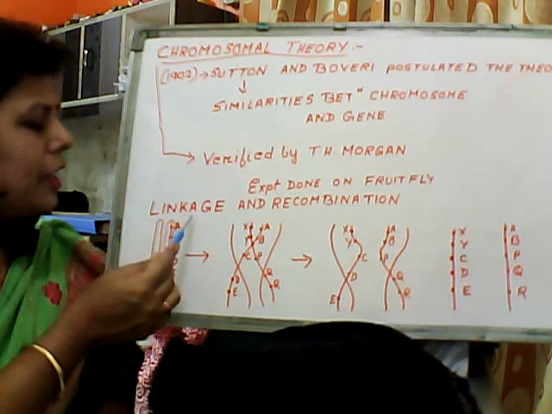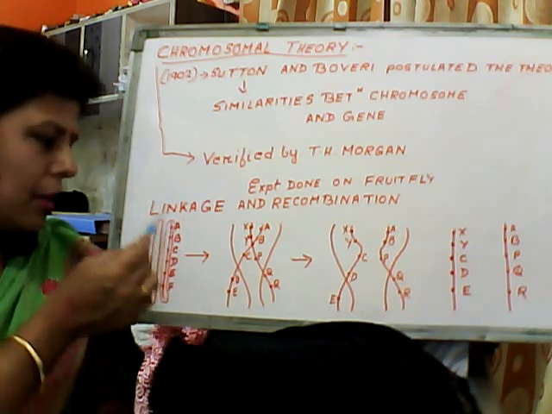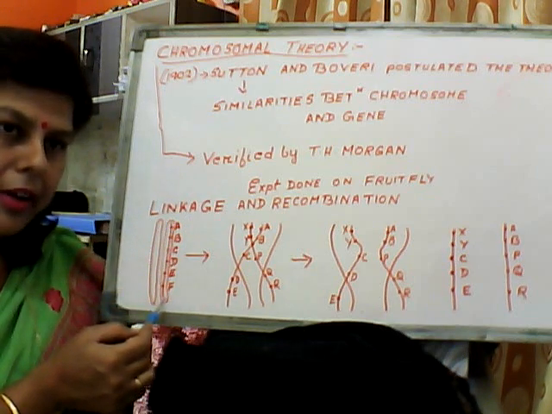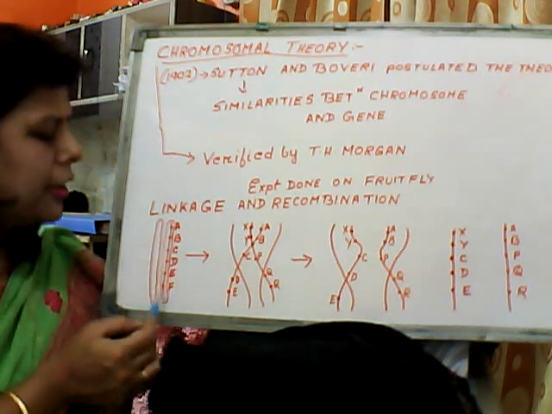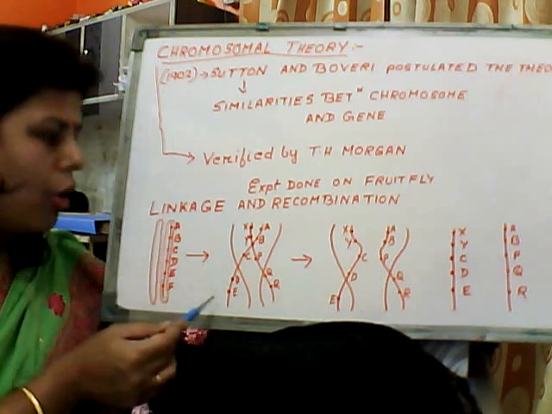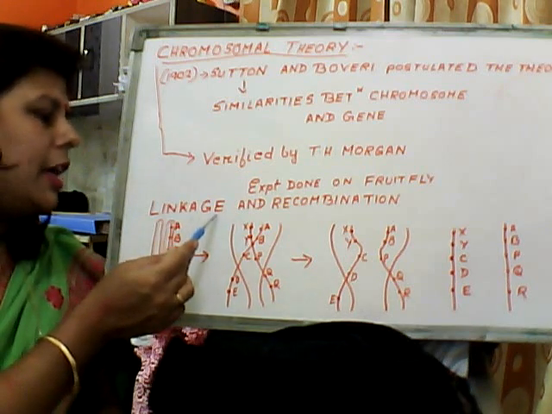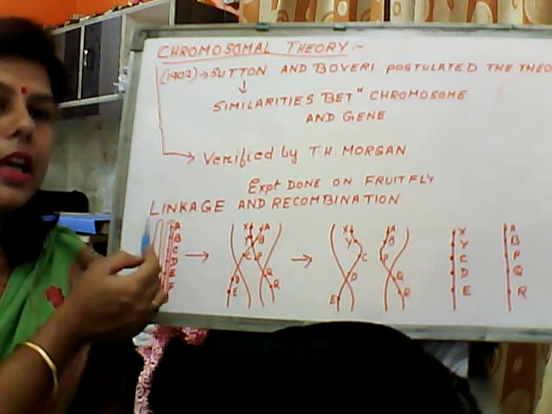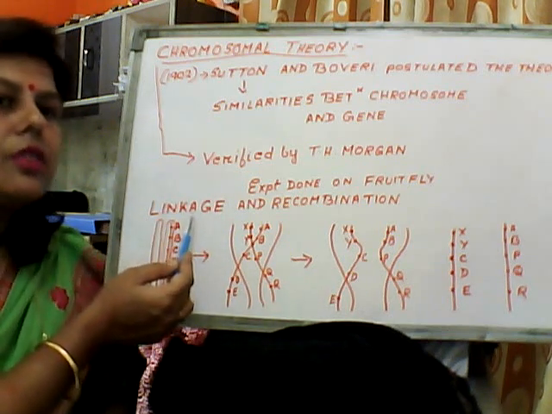So linkage means what? Whatever genes are present in a particular chromosome in the parent, if in the same pattern they are transferred to the offspring, then it is said that in that individual the complete linkage process has taken place. But this is very rare.